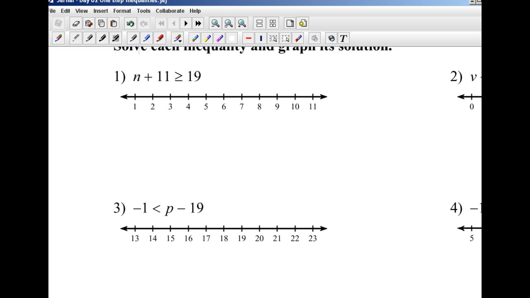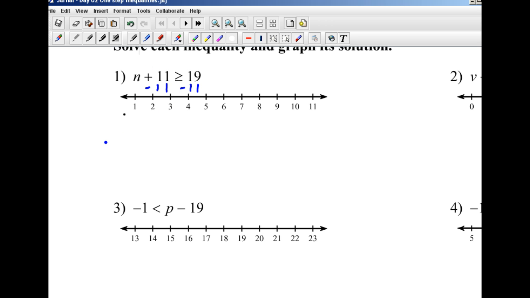Now, the one thing about this I don't like is that the number line is right underneath the inequality, so you've got to squeeze it in a little bit. Right underneath the negative 11, you want to write positive 11, you want to write negative 11. Remember, these have to add to 0.